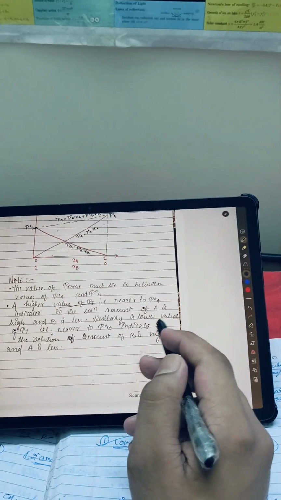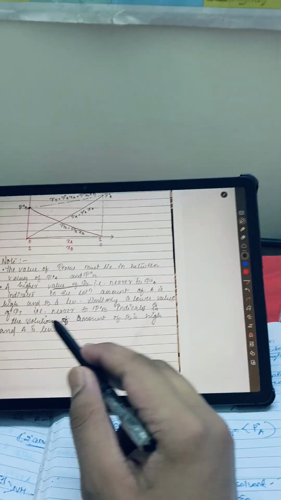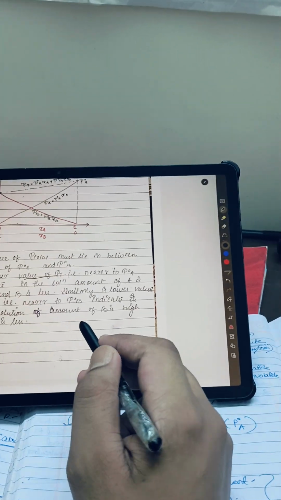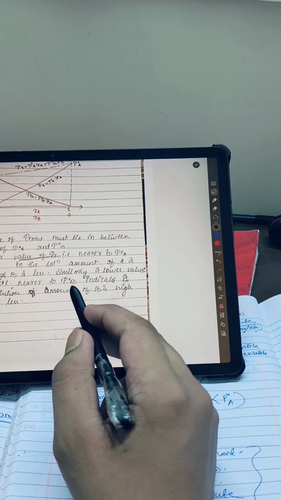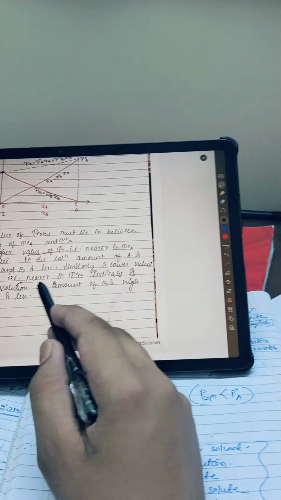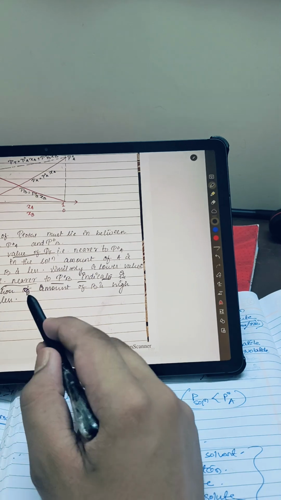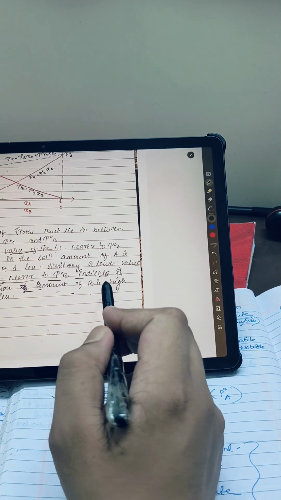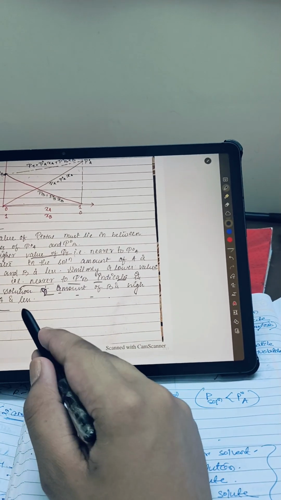Similarly, a lower value of PT, nearer to PB naught, indicates that in the solution the amount of B is high and A is less.